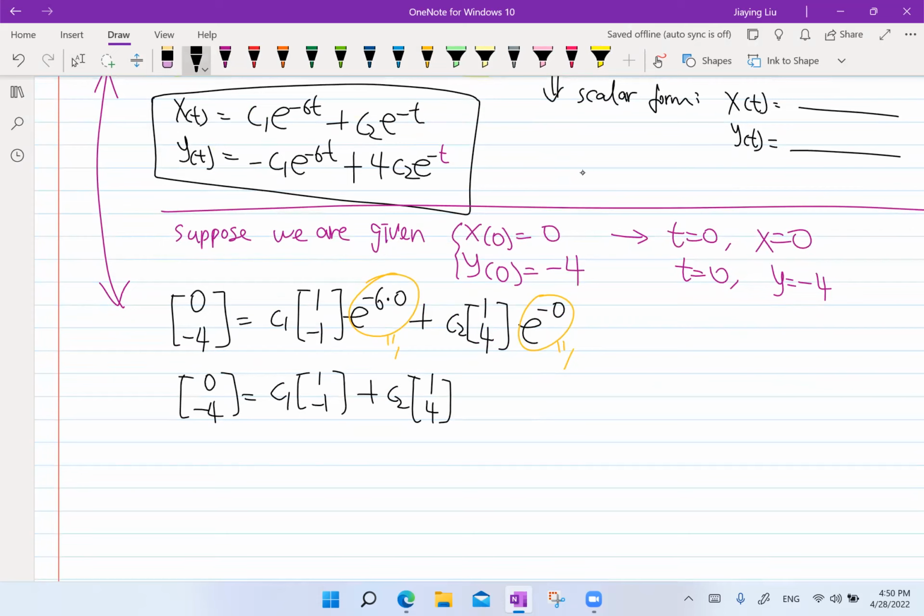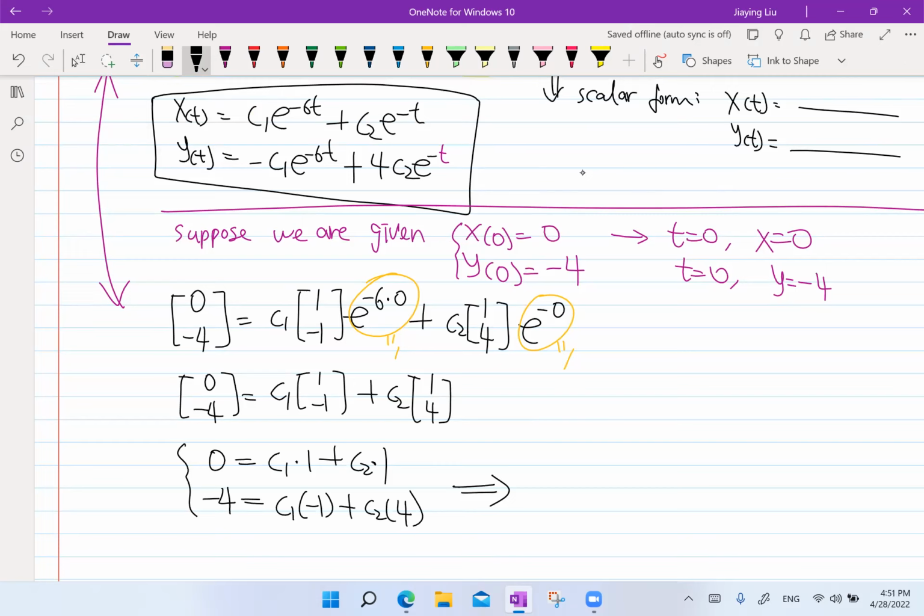And from here, you can convert it into a system of equations, just like we had earlier on top. So that will be 0 equals C1 times the 1 plus C2 times the 1. And then we have -4 equals C1 times -1 plus C2 times 4. And this is a system of two equations, two variables, right? We can solve them. It's up to you which one to solve first and which method to use. You can use elimination, substitution, or matrix equation, whichever you feel comfortable with at this point.